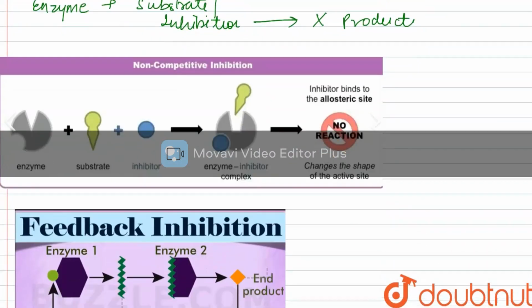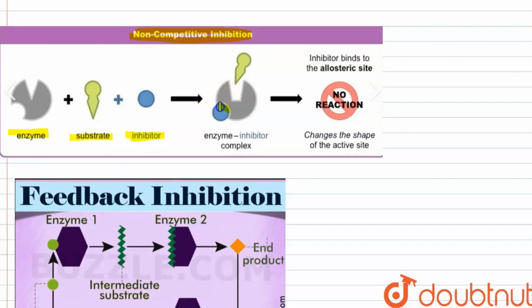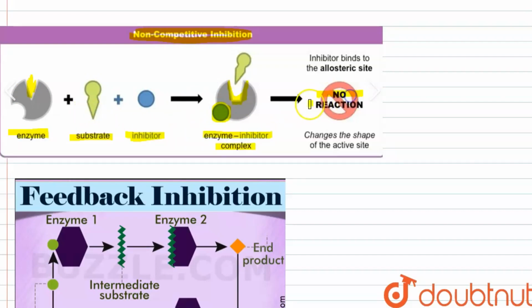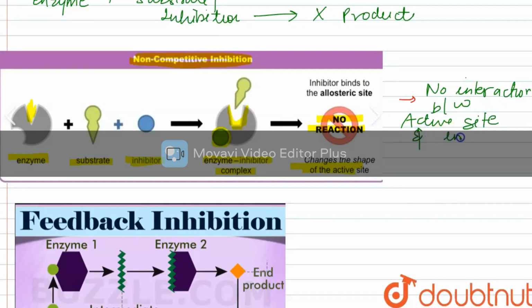Now let's see non-competitive inhibition. This is an enzyme, this is a substrate, and this is an inhibitor. What happens is the inhibitor gets attached to a site other than the active site. You see, this is your active site. It gets attached to a site other than the active site and changes its shape so that the substrate cannot attach. See, it has changed its shape and forms an enzyme-inhibitor complex and no reaction takes place. You can see there was no interaction between the active site and the inhibitor.